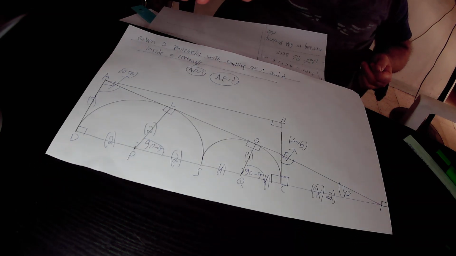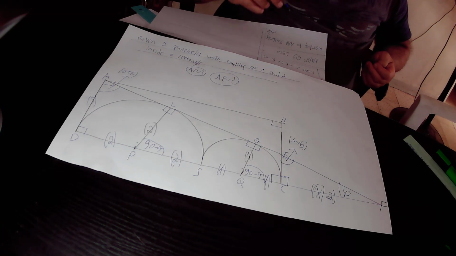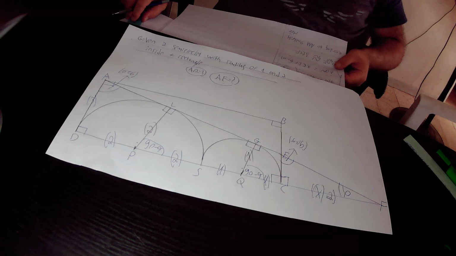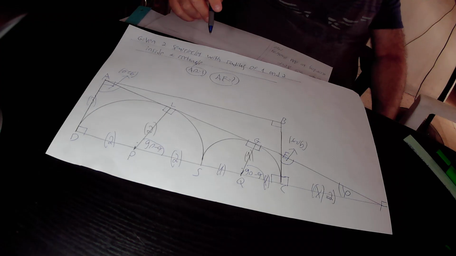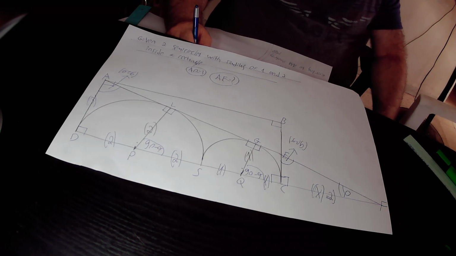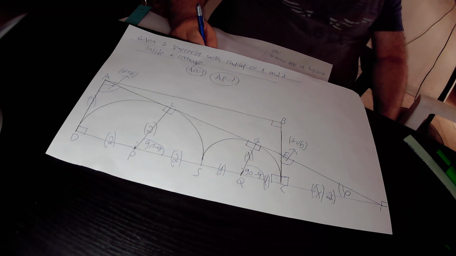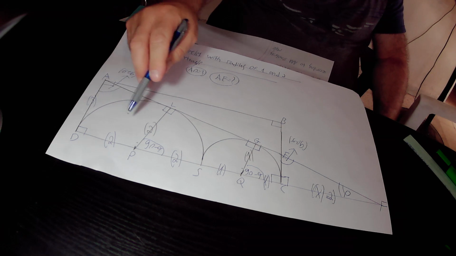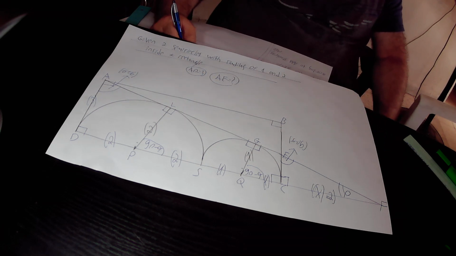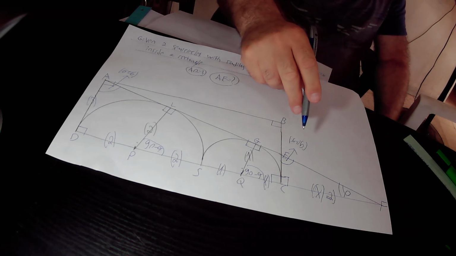And from the fact that the big right triangle ADF is similar to the small right triangle ECF, we will derive that the following relationship exists between their sides. We will derive that side AD in the big right triangle ADF over side EC in the small right triangle ECF equals side DF in the big right triangle over side CF in the small right triangle.